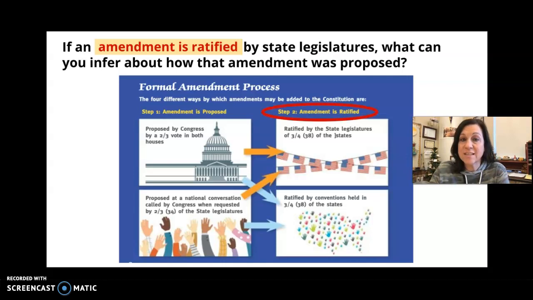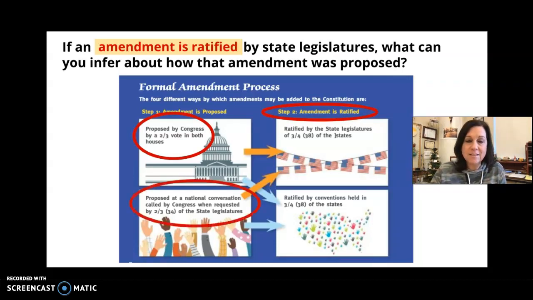So that's step 2. It says amendment is ratified. And it says it was proposed by Congress by a 2/3 vote in both houses. Well, we know from yesterday's reading that you have to have that to help an amendment to be put into the Constitution. Then it says it was proposed at a national convention, called by Congress when requested by 2/3 of the state legislatures.